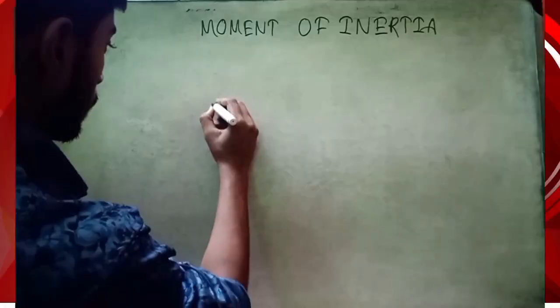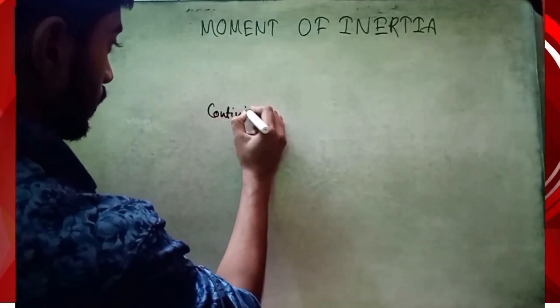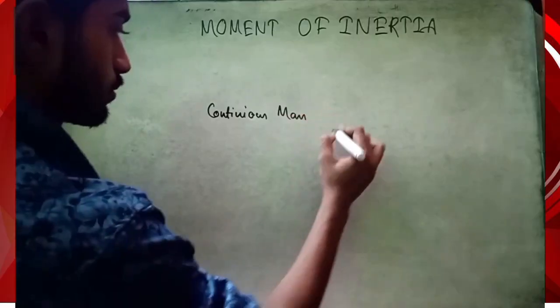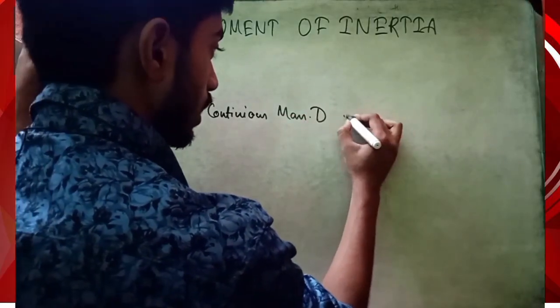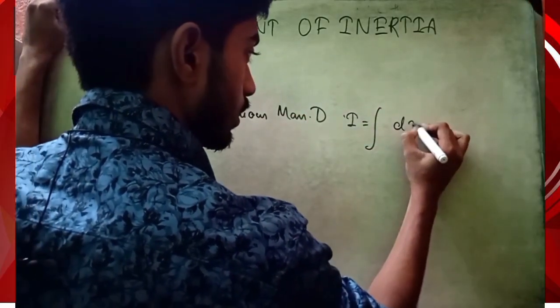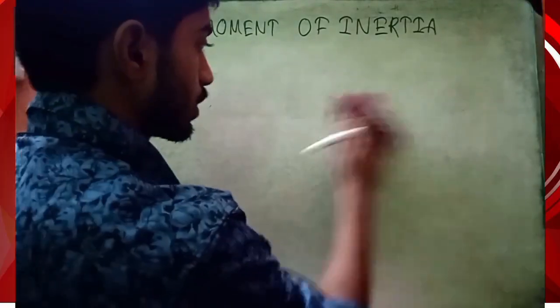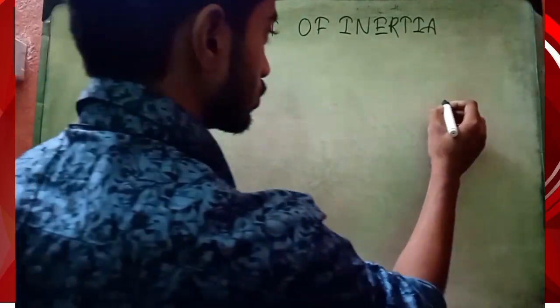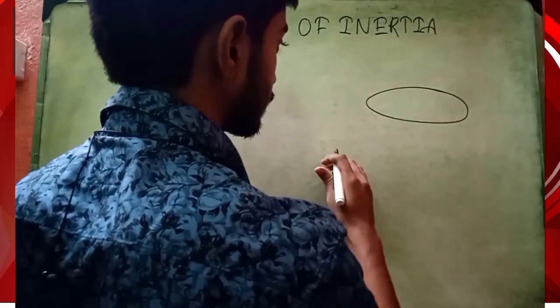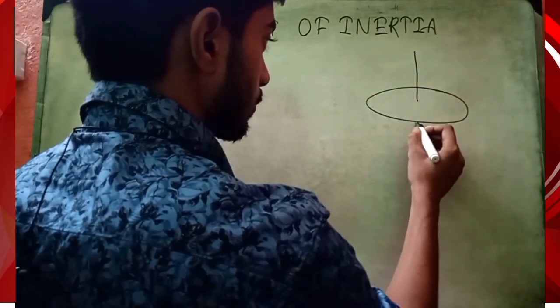Okay, for the case of continuous mass distribution, the moment of inertia I equals the integration of dm r square. Now I am going to calculate the moment of inertia for our disk. So this is our disk and this is its principal axis.